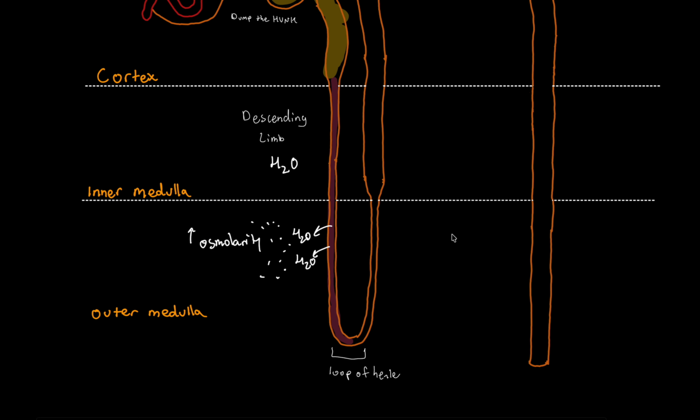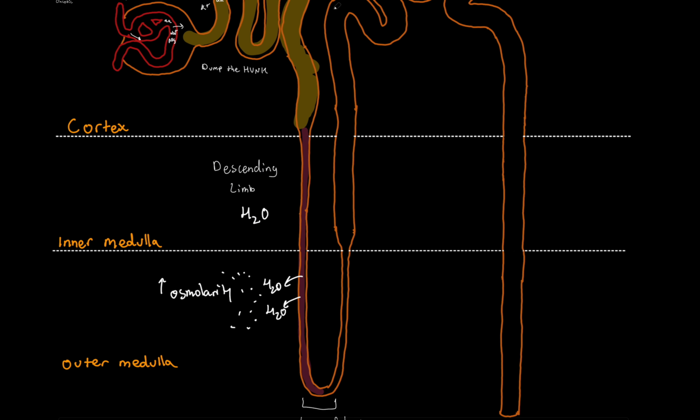Now, if we are ascending up, conveniently enough, this structure right here is known as our ascending limb. So we're going up. Let me highlight these parts as well. In our ascending limb, I'll write this down, we are only permeable to salts. So as you can see, they're both the antithesis of each other, opposites.